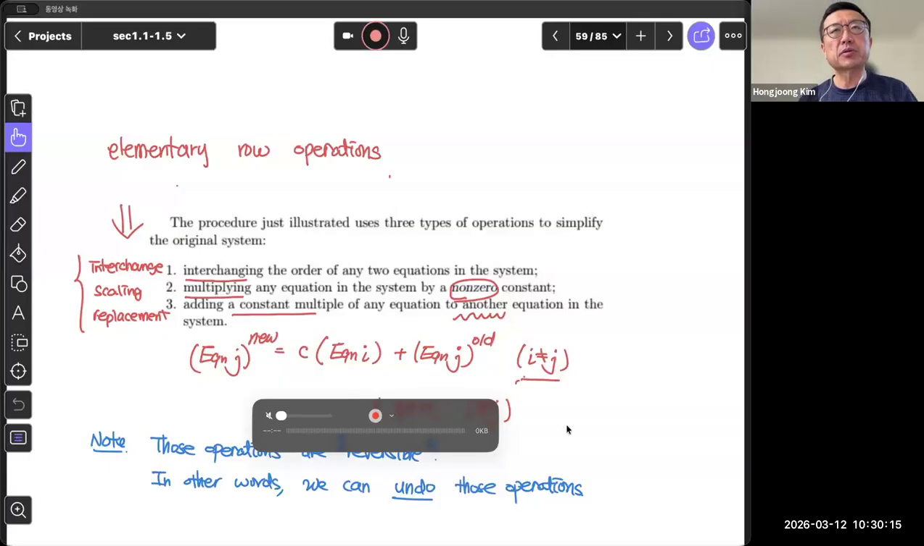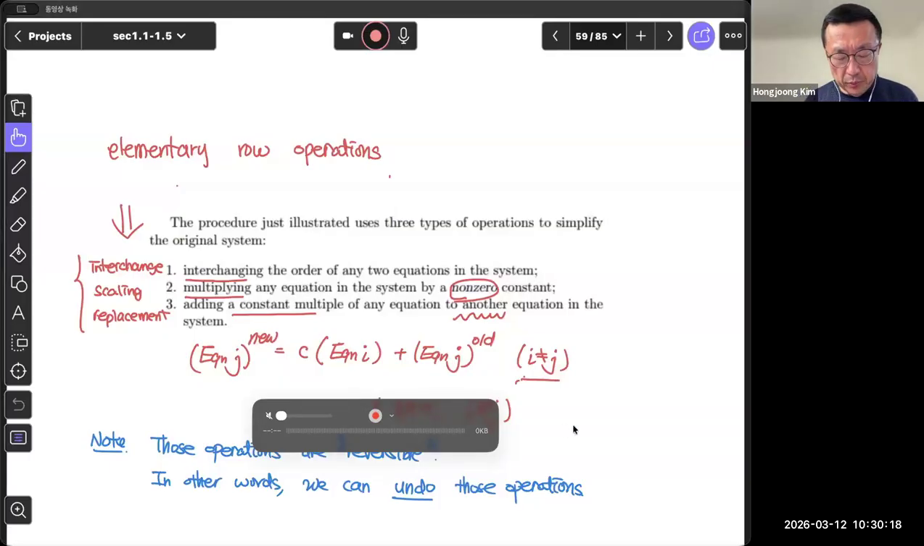Okay, hello everyone. We are considering the elementary row operations and related topics. Let me briefly review what we considered the other day and then go to the next part. So here is what we considered.